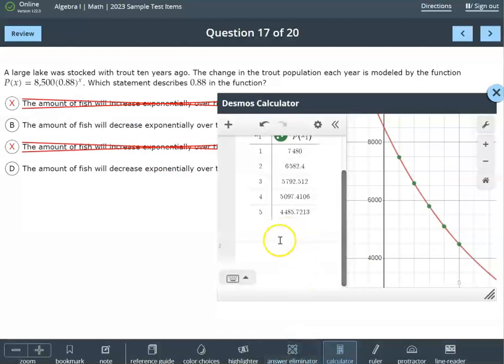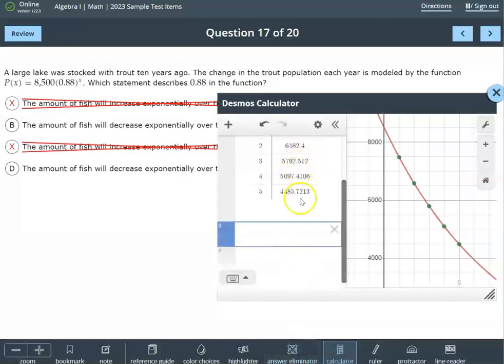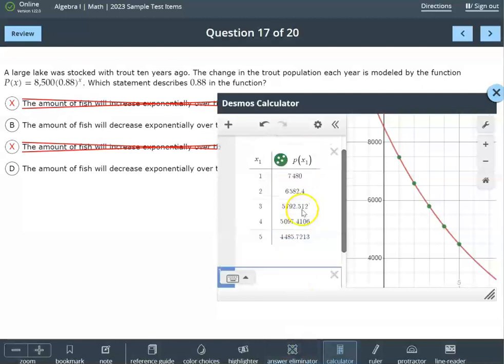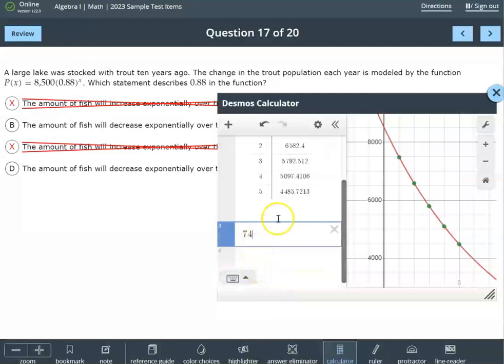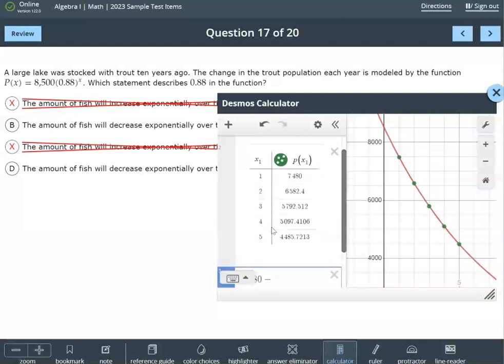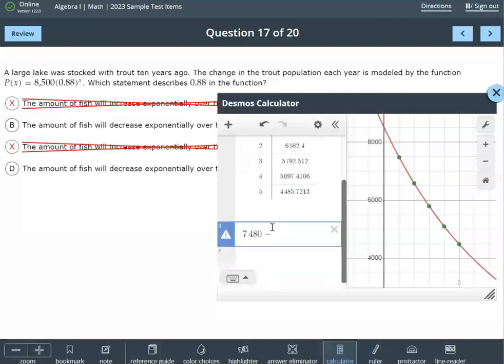All right, so one way to do that is to take these values in the table and see what percentage it's actually going down. So I'm going to go back to the top. Let's take the number 7480 and subtract 6582.4. And I'm getting 800. Well, that's not a real big percentage. Maybe they already know the number needs to be a small percentage. But let's say they don't know.